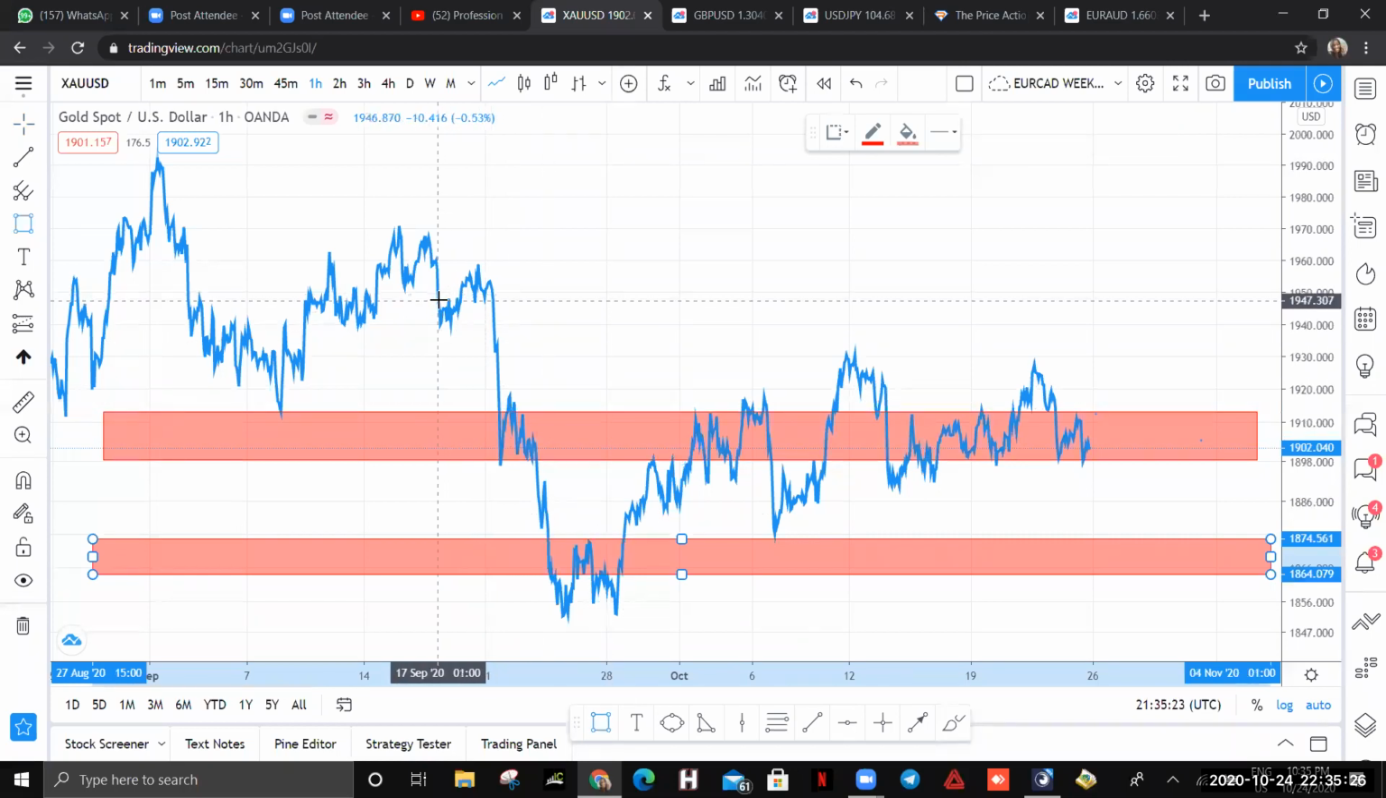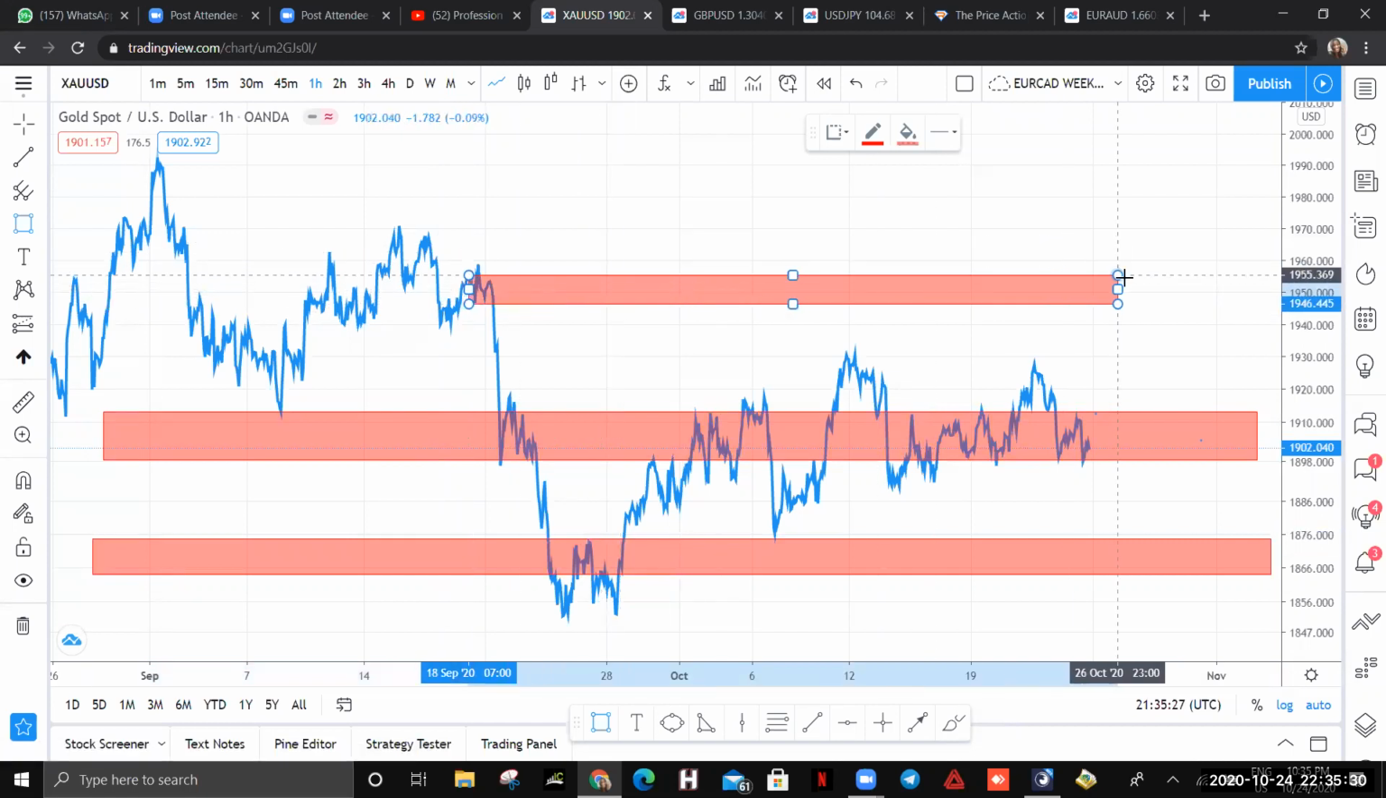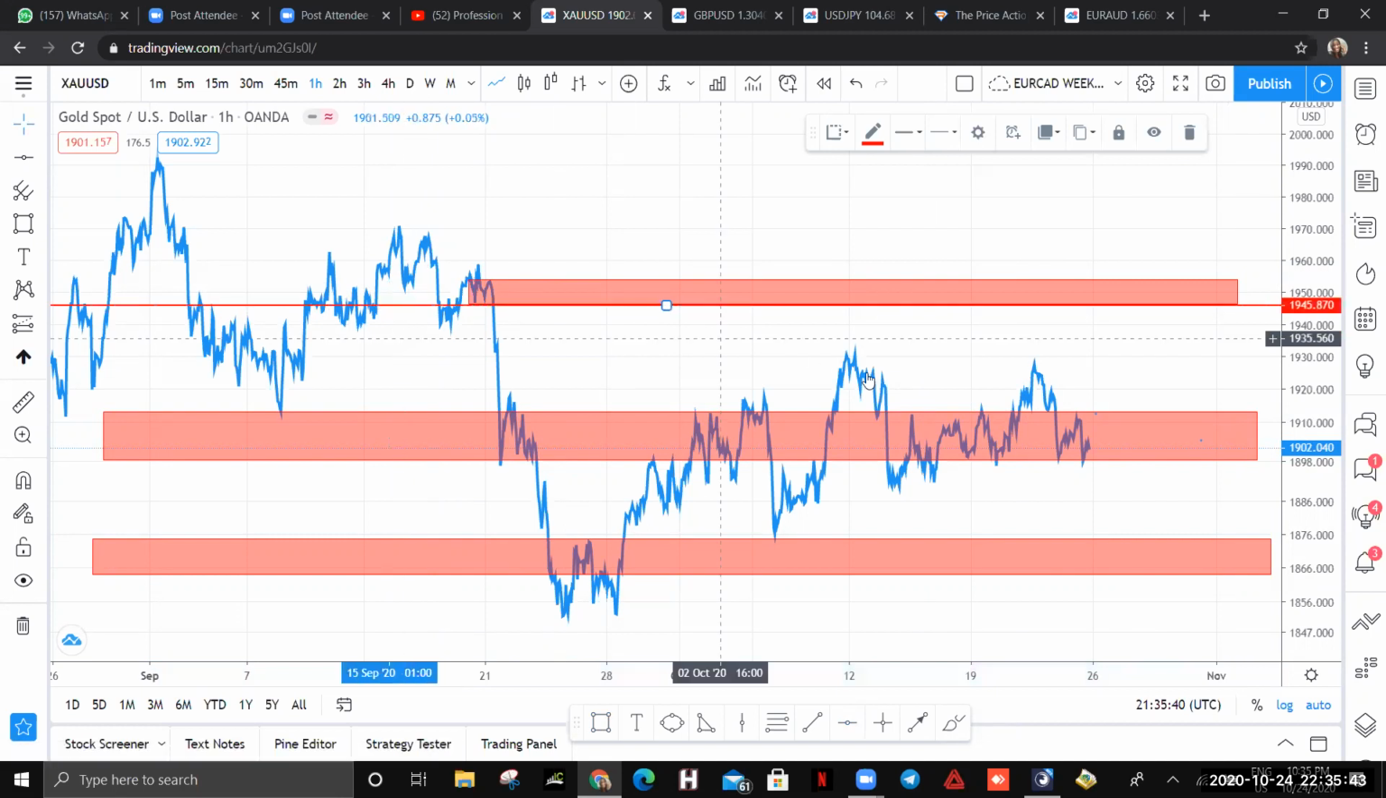Now, this is the next impulse move from this downward here to this. So you draw it. If it breaks out of this consolidation to the upside, the next place price is going is what? Up here. Let me use a rectangle. Let me use a straight line. That's 1945. That's if it breaks out of this zone.